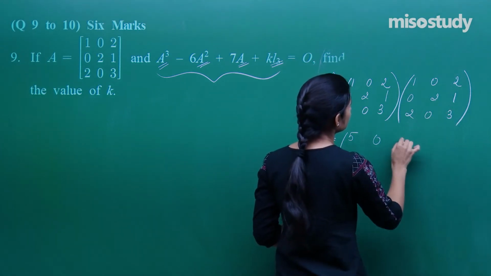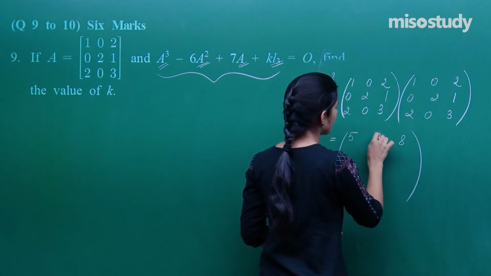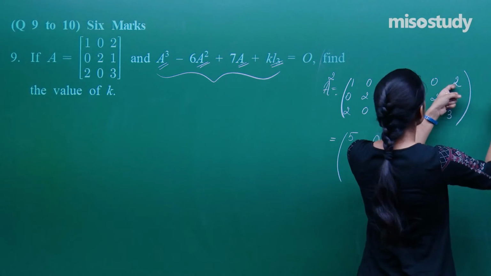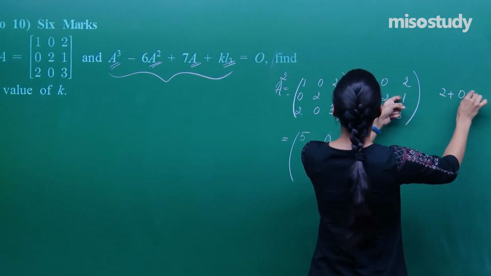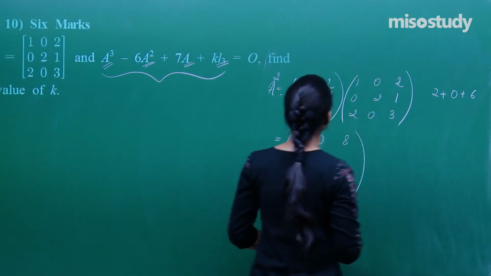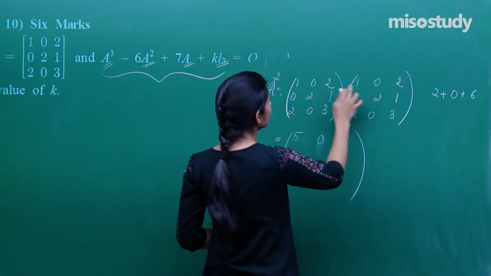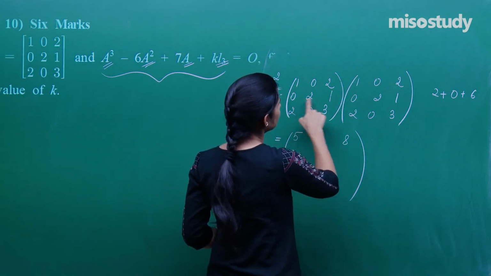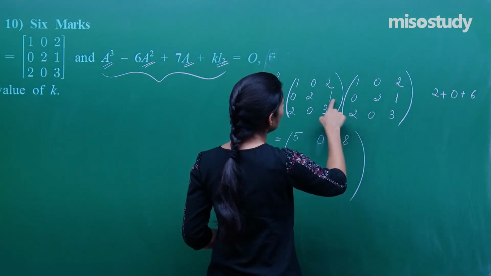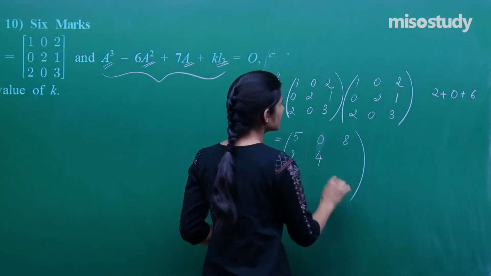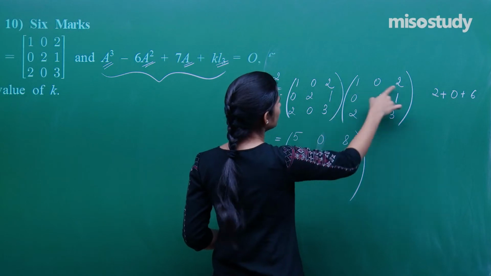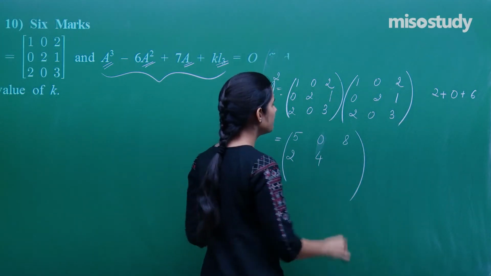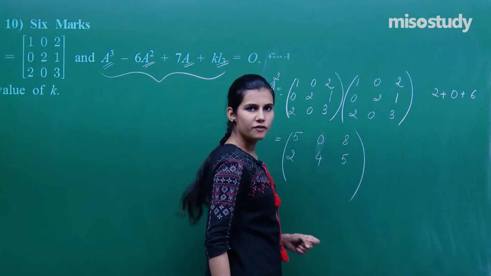So 6 plus 2 gives you 8, right? 1 into 2 is 2, plus 0 into 1 is 0, plus 2 into 3 is 6, so you get 8. Then you have second row, first column, 0 into 1, 0, 2 into 0, 0, 1 into 2, 2. Then you have 0 into 0, 0, 2 into 2, 4, 1 into 0, 0. So here it is just 4. Then you have 0 into 2, 0, 2 into 1, 2, 1 into 3, 3. So it is 2 plus 3, that is 5.